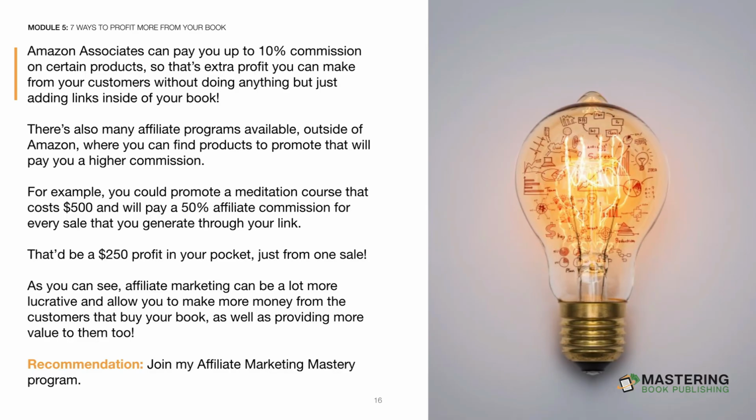Now, Amazon Associates can pay you up to 10% commission on certain products. So that's extra profit that you can make from your customers without doing anything but just adding links inside of your book. There's also many affiliate programs available outside of Amazon where you can find products to promote that will pay you a higher commission. For example, you could promote a meditation course that costs $500, and they'll pay you a 50% affiliate commission for every sale that you generate through your link. So that'd be a $250 profit in your pocket just from one sale. And as you can see, affiliate marketing can be a lot more lucrative and allow you to make more money from the customers that buy your book, as well as just providing more value to them too.